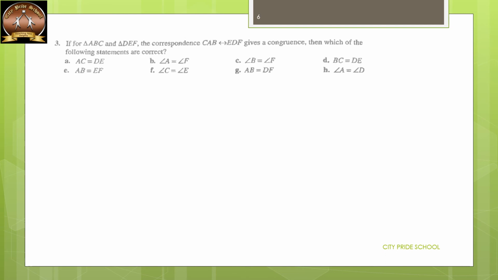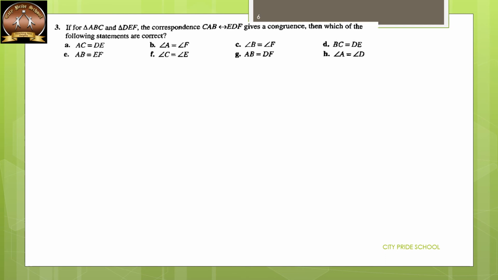So children, let us continue with our next problem, that is problem number 3. Here you can see it is written that for triangle ABC and triangle DEF, you have two triangles, and it is told that the correspondence CAB corresponding to EDF gives a congruence. Then which of the following statements are correct? So it says that triangle CAB is congruent to EDF. So you have to find out which of the statements is correct.